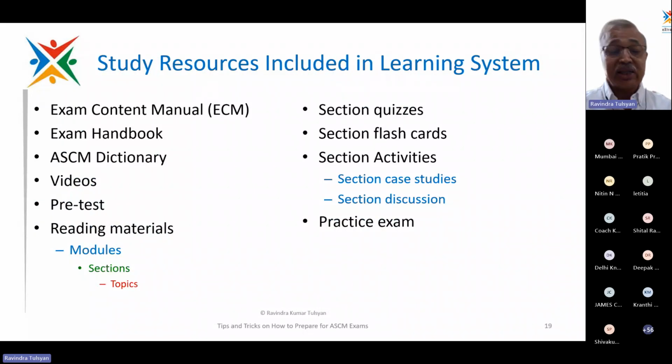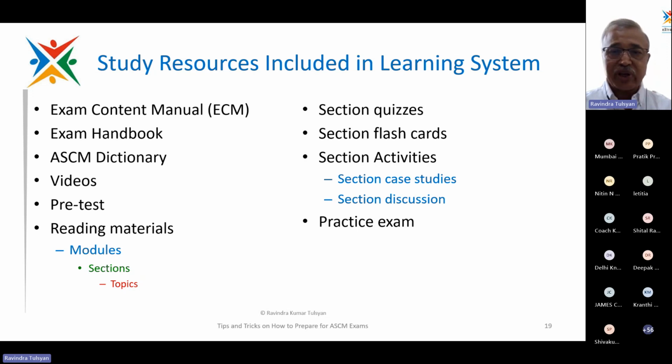All right. If you have already bought the learning system, then these are part of the learning system. I mentioned the exam content manual. There is also an exam handbook, which gives you basic detail about exam registration, what you should do on the day of the exam, what if you have medical issues on the day of the exam, how to reschedule the exam, and so on.